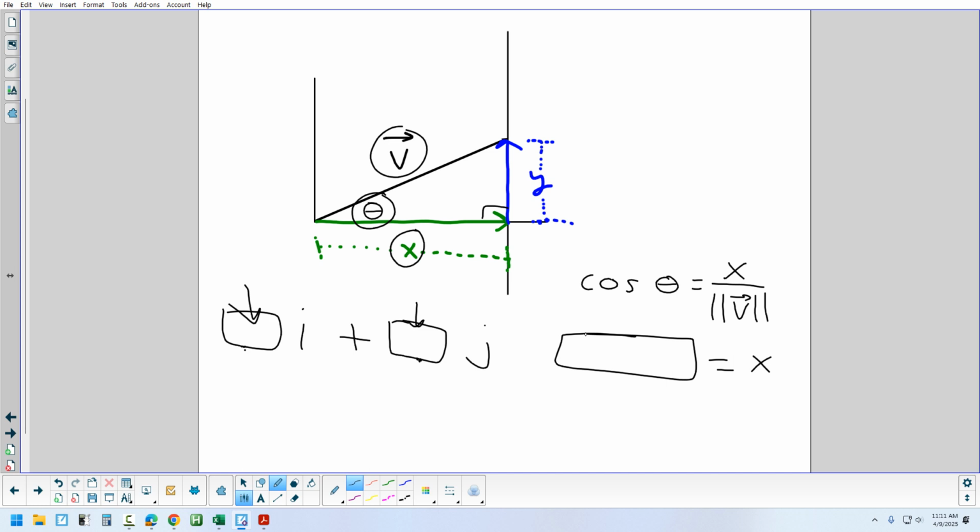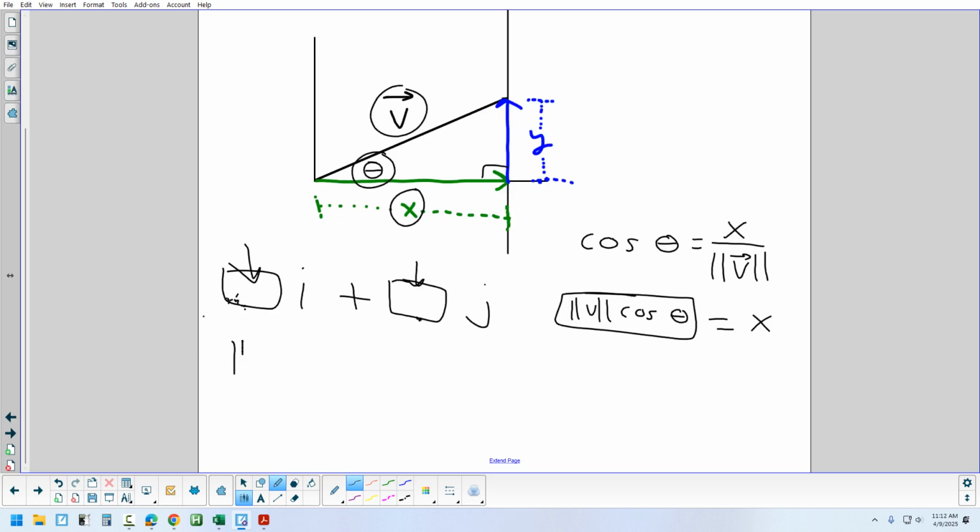The magnitude of v times cosine theta. That's what goes right here. That is the horizontal component of your velocity vector. Magnitude v cosine theta. And we put an i next to it, so we know that that's the horizontal.